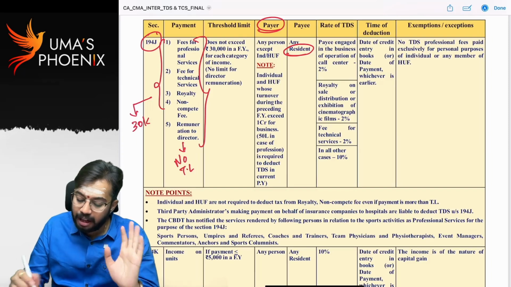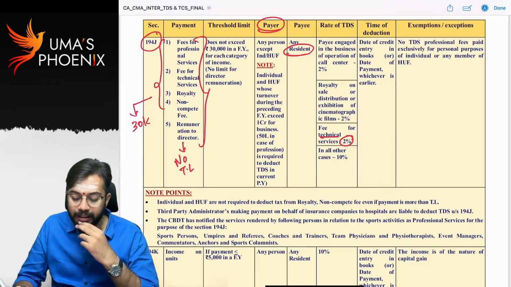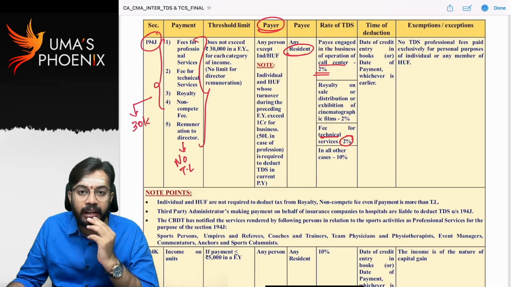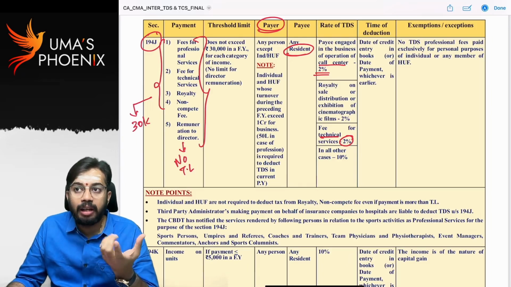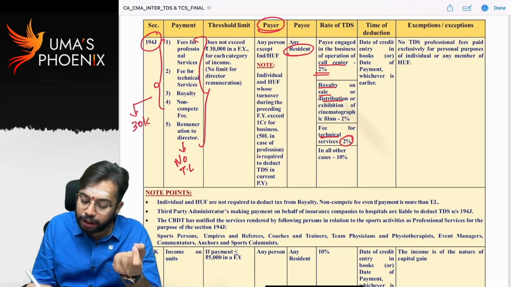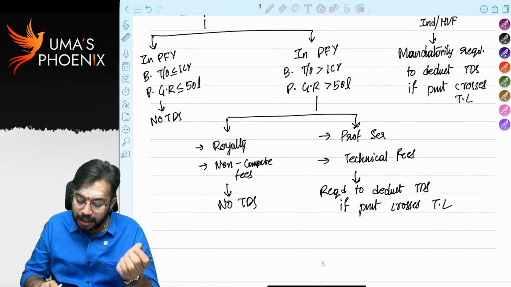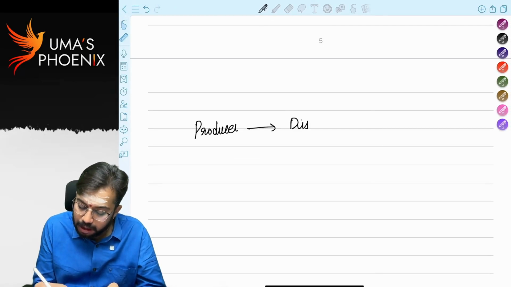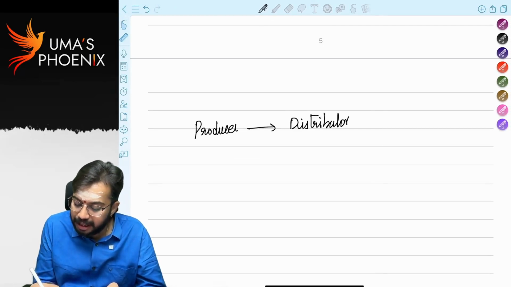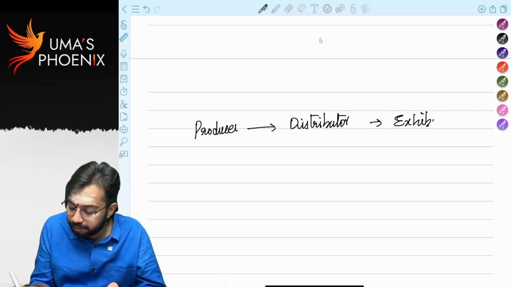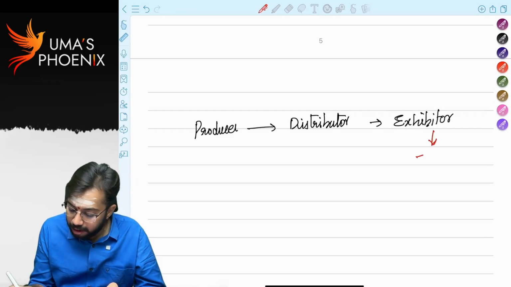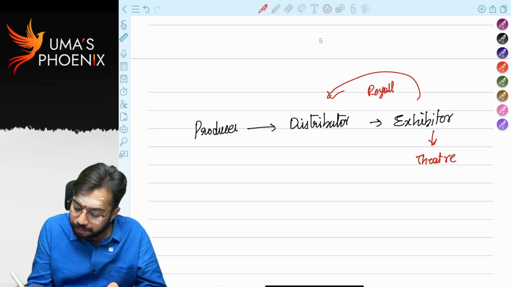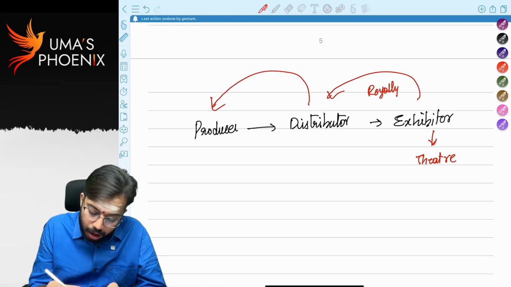What is the rate of TDS? For technical fees, the rate of TDS is 2%. Next, if payment is made to a call center, on such payment TDS is required to be deducted at the rate of 2%. Next, like royalty paid on sale or distribution or exhibition of cinematographic films. See, there will be a producer, a distributor, and an exhibitor. Exhibitor means nothing but theater. Now, the theater will pay royalty to the distributor. The distributor will pay royalty to the producer.